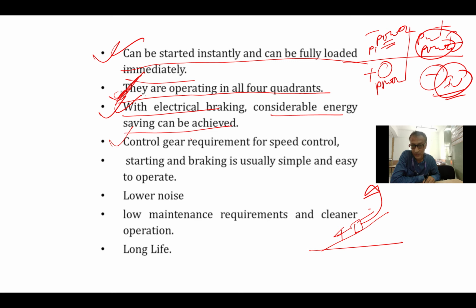Next is the control gear requirement for speed control. Both cases will need control for the speed control of the machine, mechanical and electrical. Starting and braking is usually simple and steady to operate, which is possible only for the electrical system. Lower noise, that means no dust particles and no mechanical portion will be considered here. So this is only possible for the electrical system.